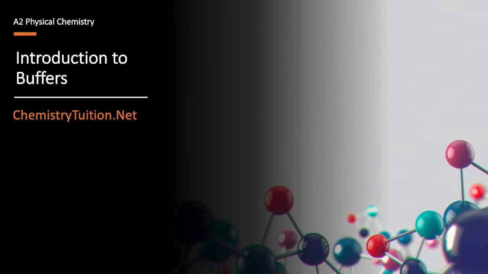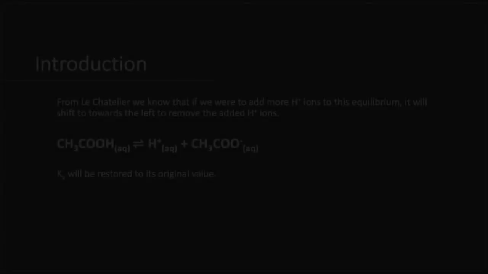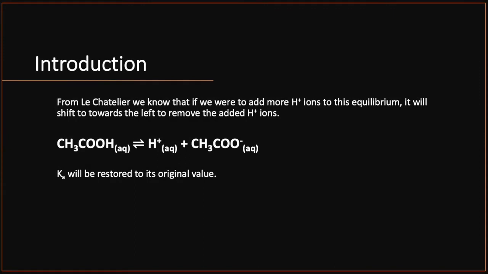So we can now look at buffers and how they work, now that we've considered how weak acids and weak bases behave. So how do buffers work, first of all? Well, a buffer requires a weak acid. If we look at the equilibrium for a weak acid, we know from Le Chatelier's principle that if we add more acid or protons to this equilibrium, it will obviously shift towards the left.